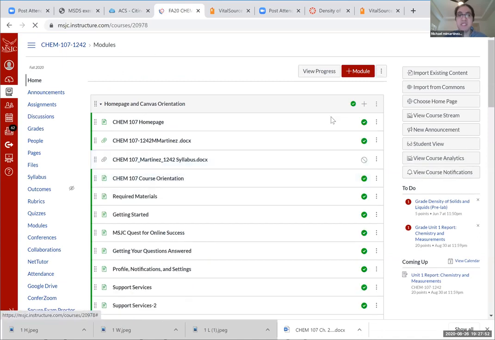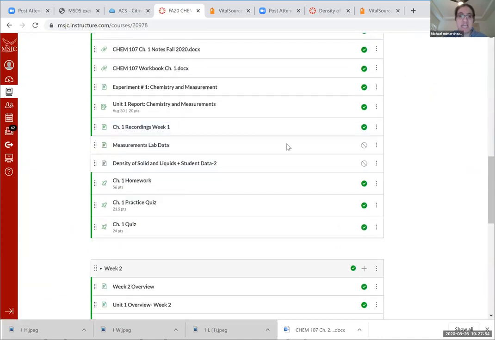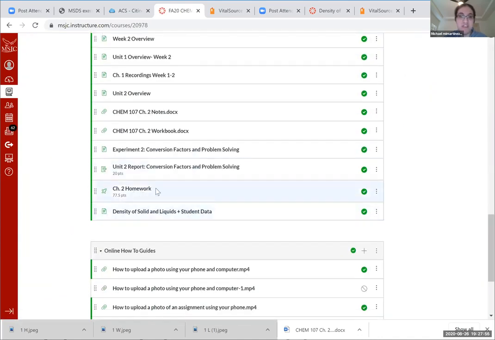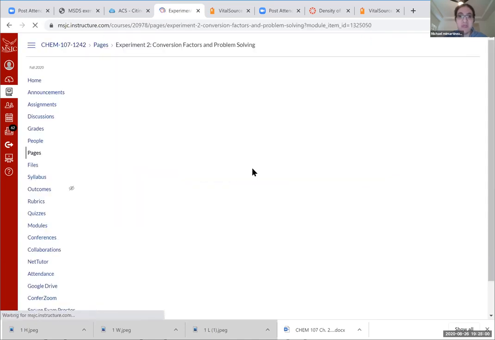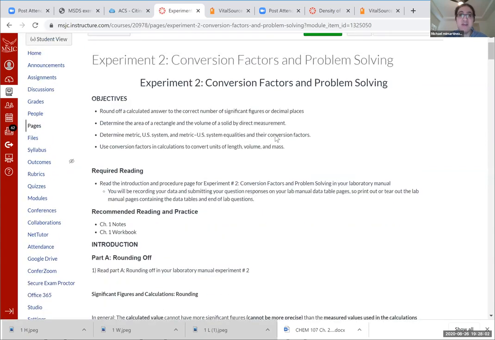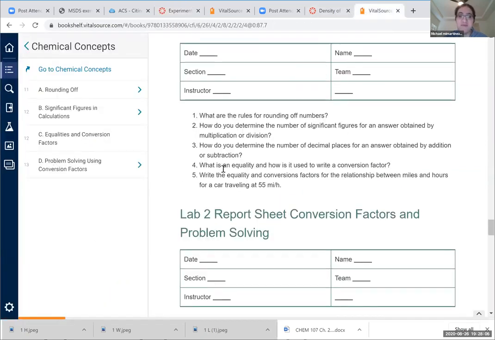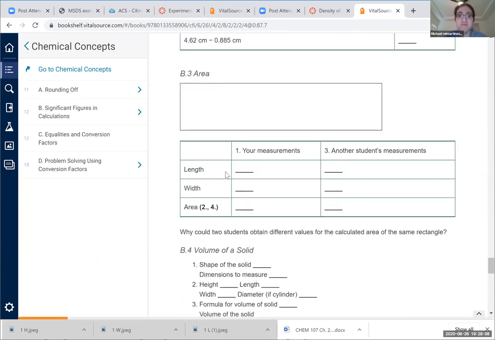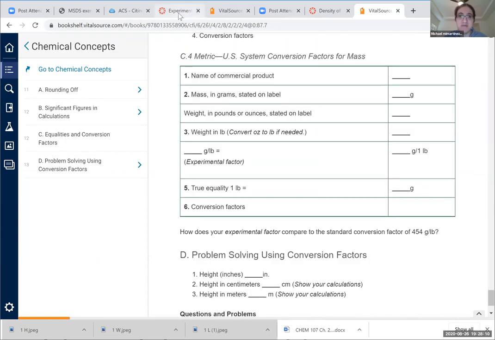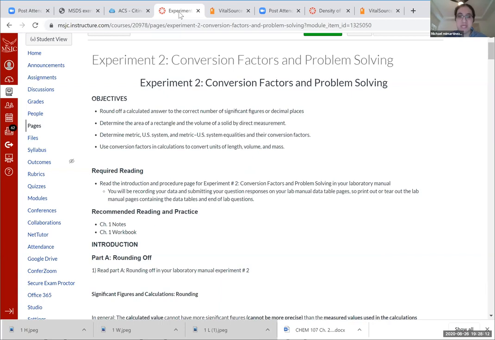So that's the complete overview for today's lab. It's found in the week 2 module, experiment 2. And you're going to be filling in your data on your report sheets, and you're going to be turning in a PDF or photos of your completed report sheets. Does that make sense to everyone?